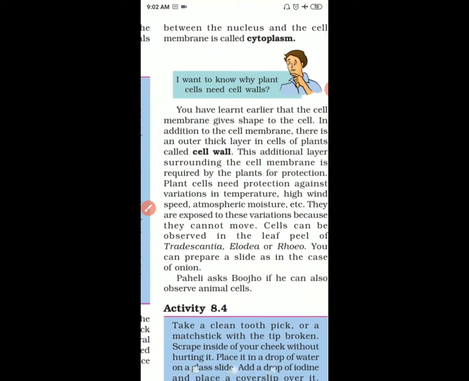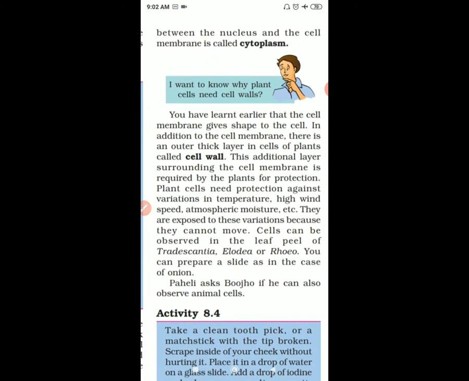You have learned that. In addition to the cell membrane, there is another thick layer in cells of plants. Okay, plant cell, उसके पास cell membrane के अलावा भी एक और covering होती है, extra covering, which is called cell wall. Because plants cannot move from one place to another, to protect them from high wind or high temperature or high rain, anything, a plant cell has another wall outside the cell membrane that is called a cell wall.